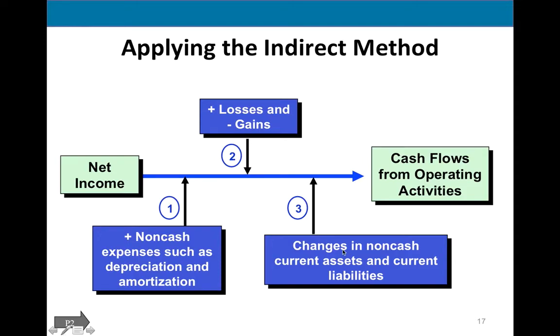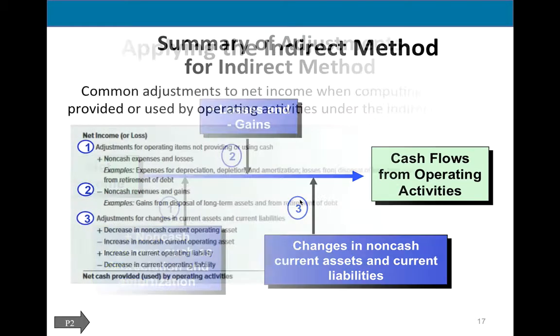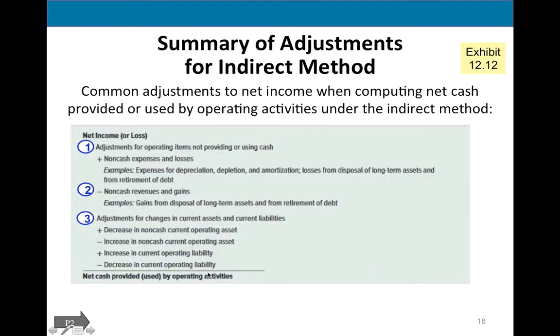And then, guys, we look at any changes in non-cash current assets and current liabilities, and I'll talk about that step separately, and we get cash flows from operating activities. So get the net income figure, do steps 1, 2, and 3. This is an excellent exhibit. I'm going to follow it. I'm going to illustrate with the problem how we're going to follow the steps.